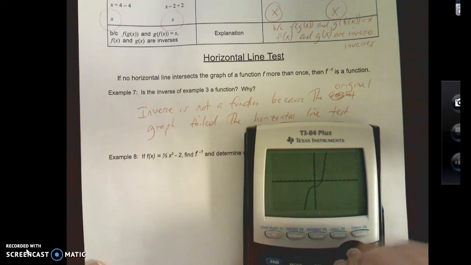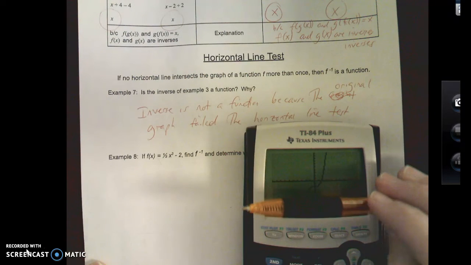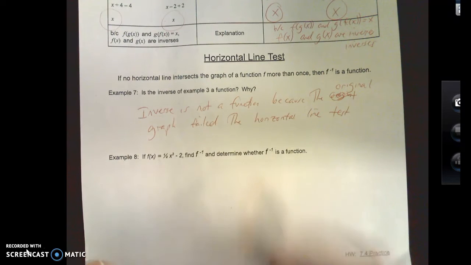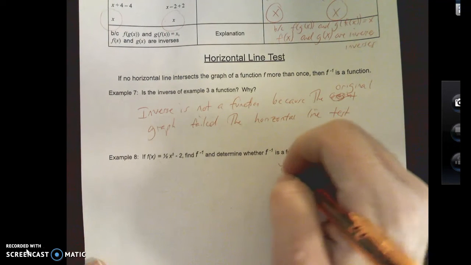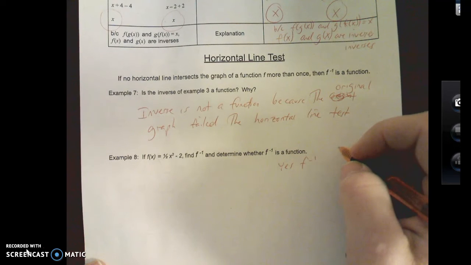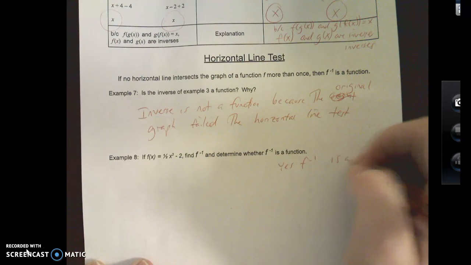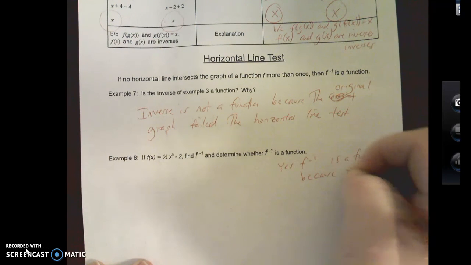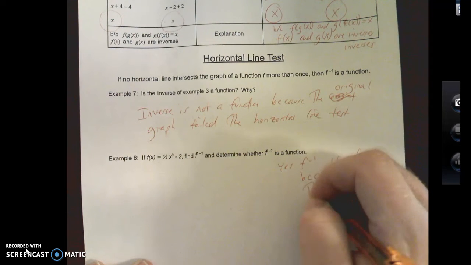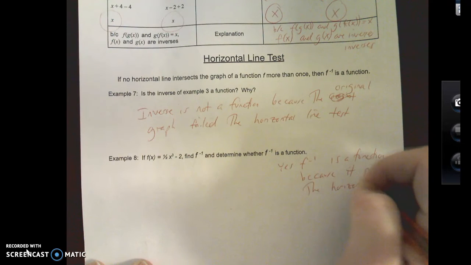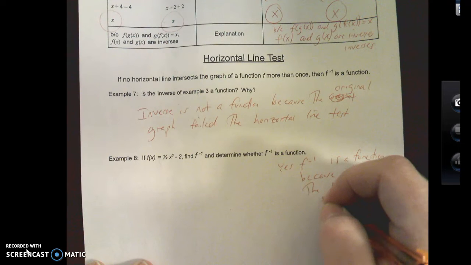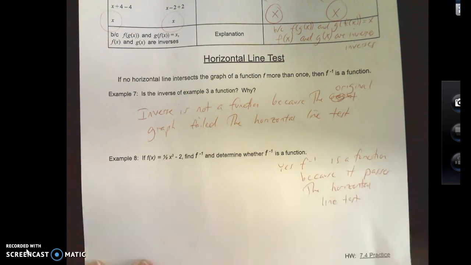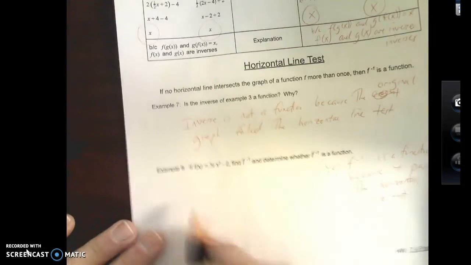So we can see that our graph looks good. If I do the horizontal line test, it passes because it only ever hits the graph one time. So is the inverse a function? Yes. F inverse is a function because it passes the horizontal line test. Okay, so you're all good there. But now let's find it. So hopefully you guys are all cool with this too.